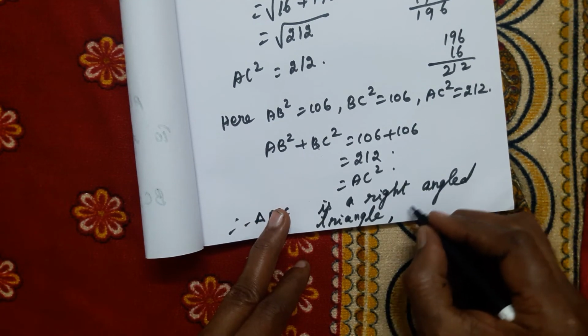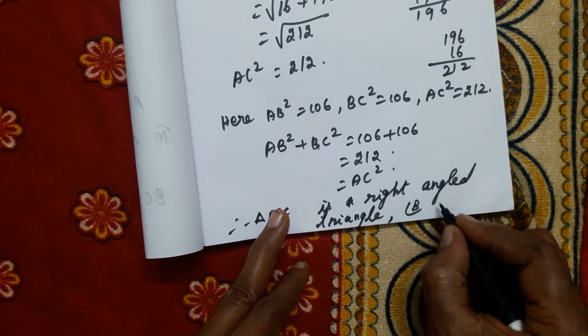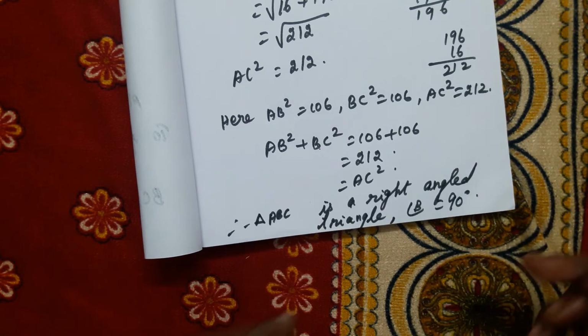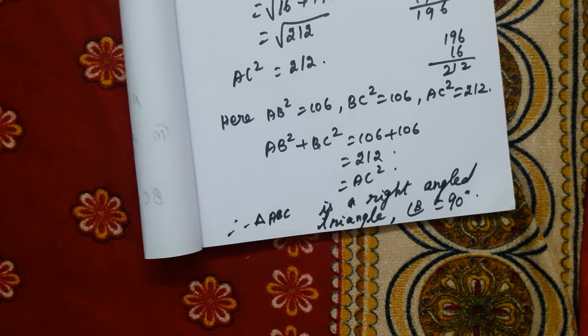Right angle, that angle B is equal to 90 degrees. Okay, a right angle, which one? Angle B. That is, angle B is equal to 90 degrees. Like that we can write it. Have you all understood this?